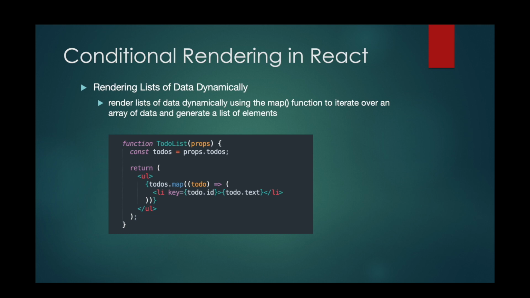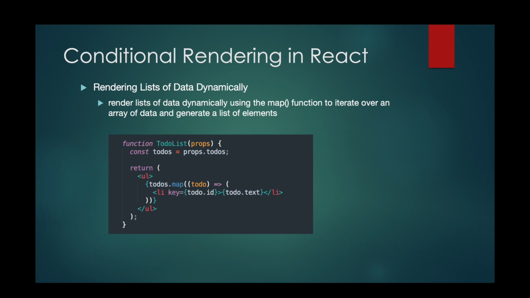React provides the ability to render lists of data dynamically using the map function to iterate over an array of data and generate a list of elements. In this example, the to-do list component receives an array of to-dos as a prop and dynamically renders a list of li elements for each to-do item using the map function. So if you look at the return, it will go over each and every item using the map function to display the li HTML for each and every to-do item.